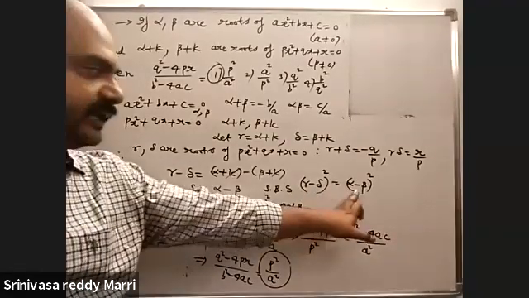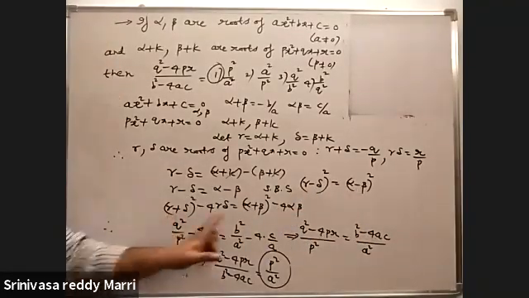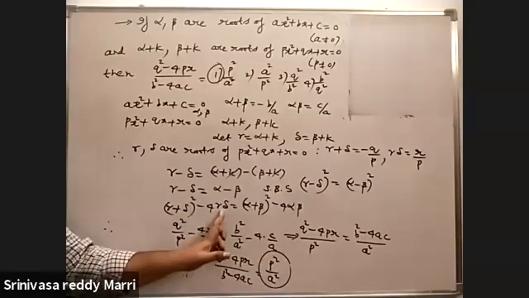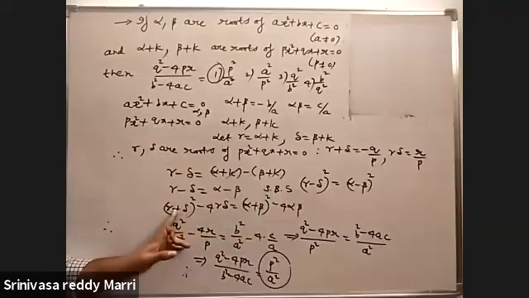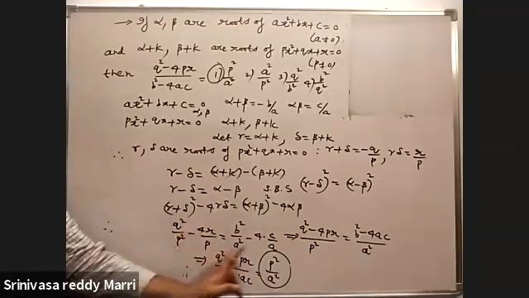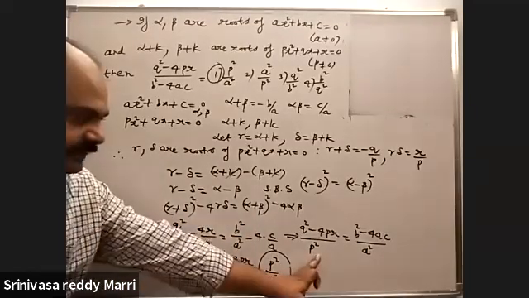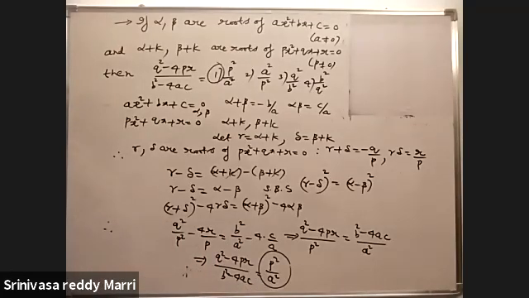This (a minus b) whole square I have written as (a plus b) whole square minus 4ab, and this side also (a plus b) whole square minus 4ab. Now you know gamma plus delta and gamma delta, substitute them and take LCM. Then you will get the desired result.